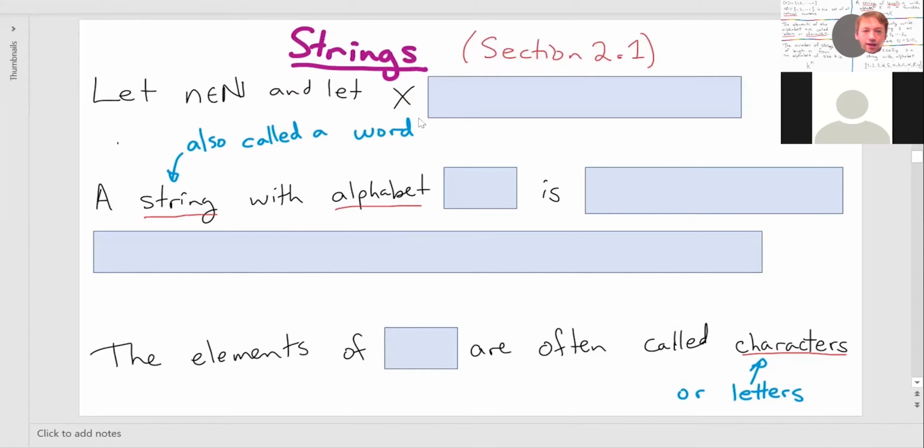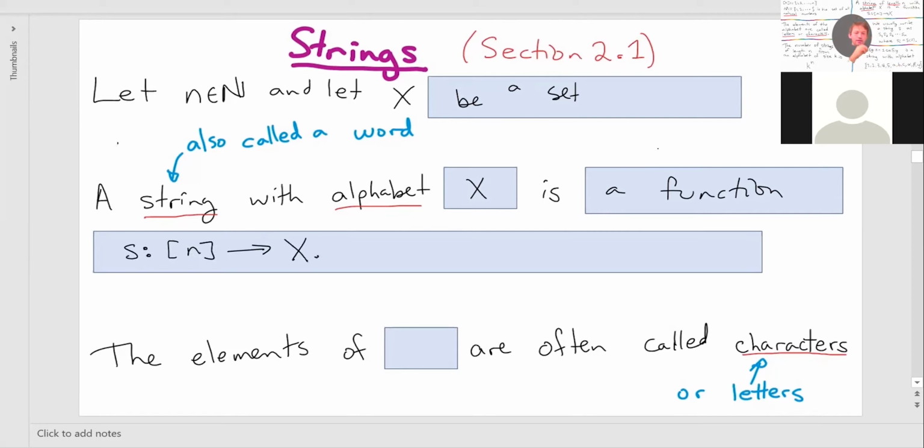Let n be a positive integer or a natural number, let x be a set, and a string with alphabet x is a function, let's say s, from the set [n] to x. Remember, [n] is the numbers 1 up to n. Okay, so that's the formal definition of a string. We're usually not going to write strings in this kind of function notation, but this is the formal definition.